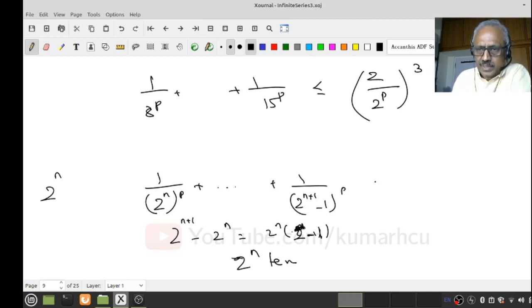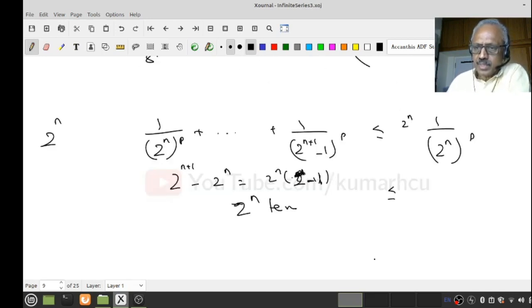And each one of the terms is less than or equal to 1 by 2 to the power n to the power p. And there are 2 power n terms. Therefore, these 2 power n terms are less than or equal to what? These are going to be less than or equal to 2 by 2 to the power p, to the power n. Now see the pattern.